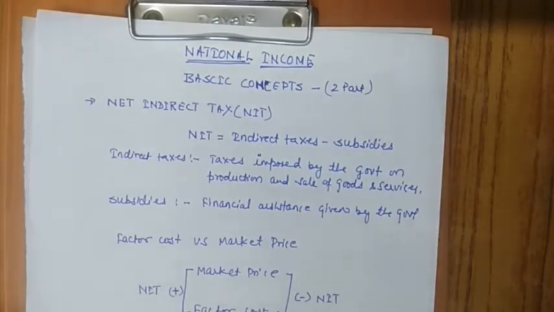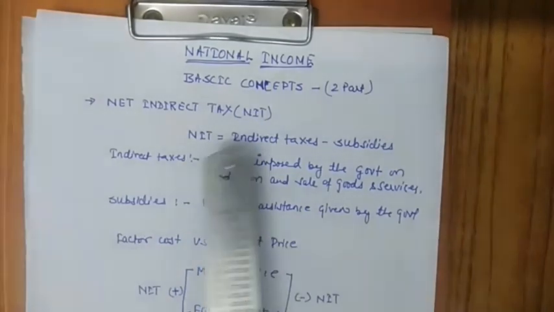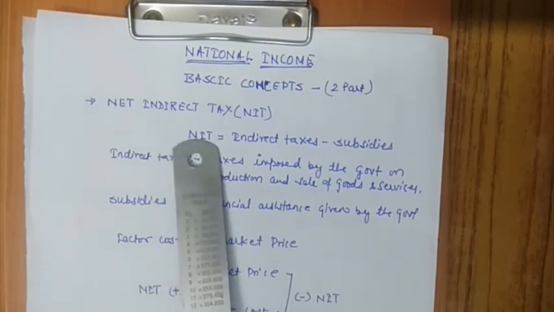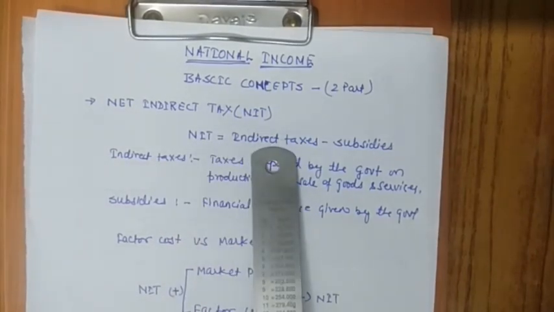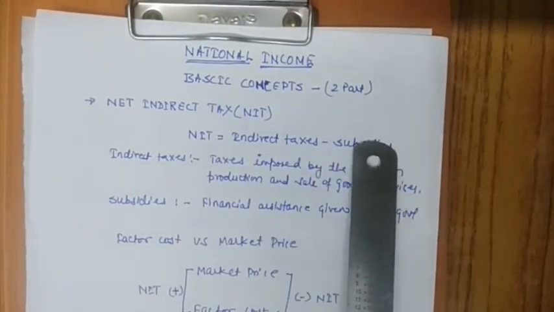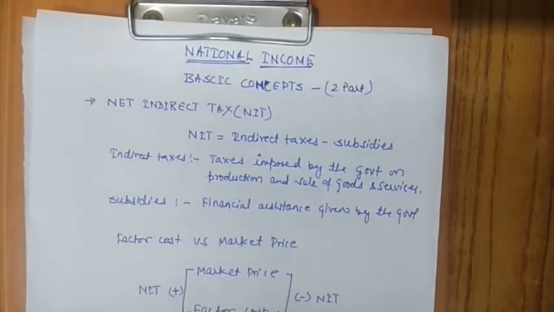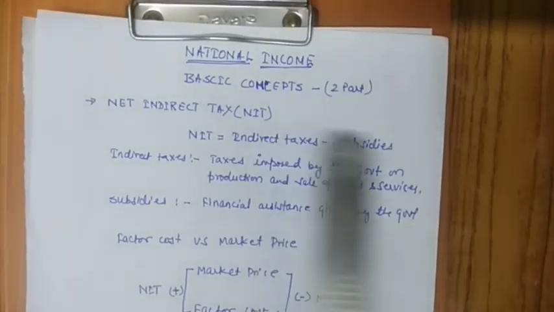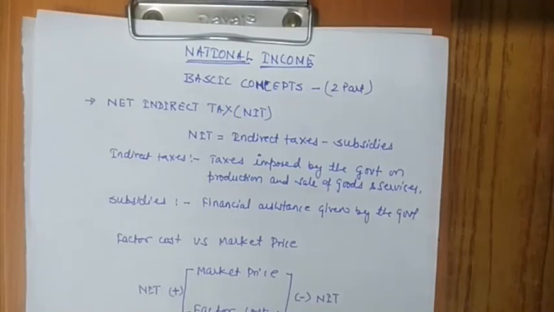The first topic for today is Net Indirect Tax. Net indirect taxes refers to the difference between indirect taxes and subsidies. So, net indirect taxes is indirect taxes minus subsidies. Let us discuss the two components of net indirect taxes. The first is indirect taxes.